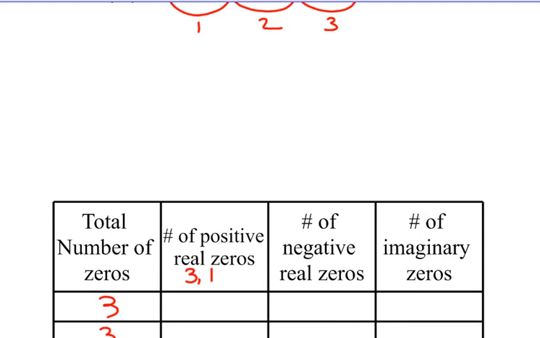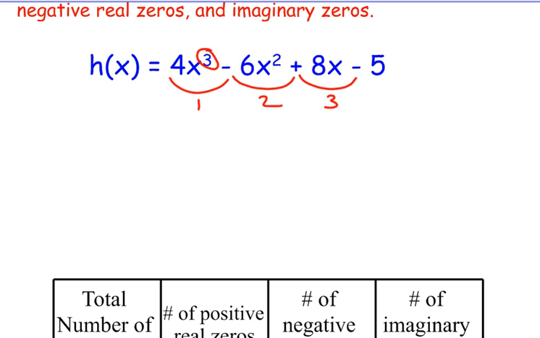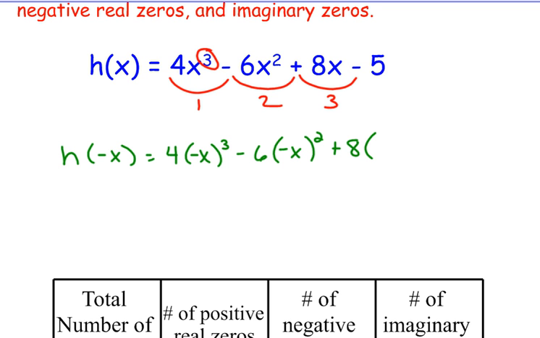Okay. Now, to find my negative real zeros, I'm going to substitute h of negative x into this problem. So every time I see an x, I'm going to replace it with a negative x. Parentheses are very important here. So I'm going to write 4 times parenthesis negative x cubed, minus 6 times parenthesis negative x squared, plus 8 times parenthesis negative x, minus 5.